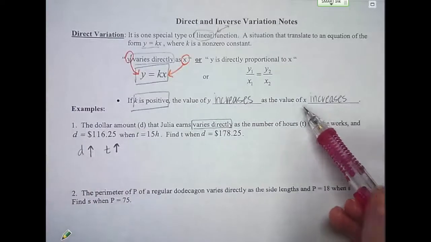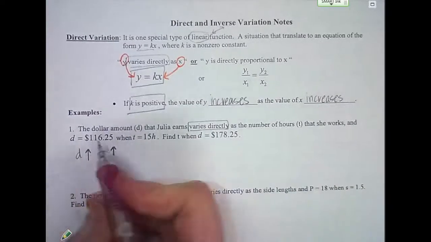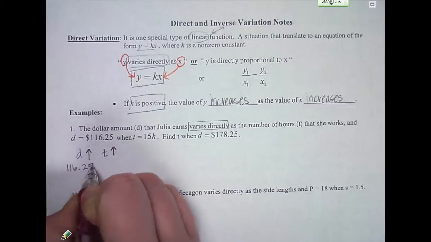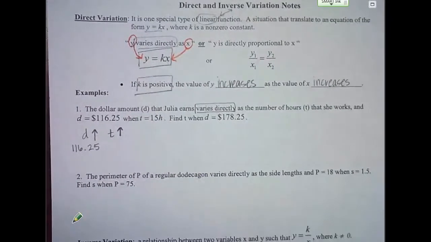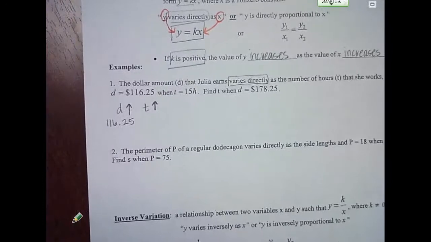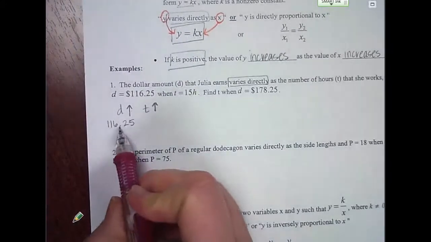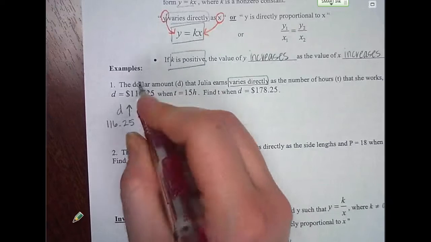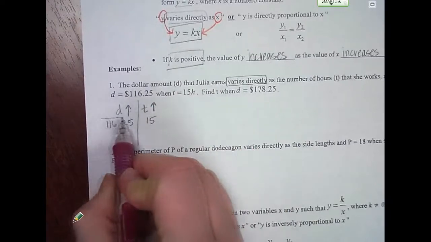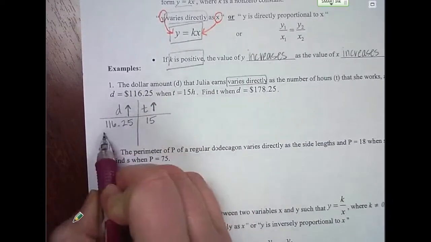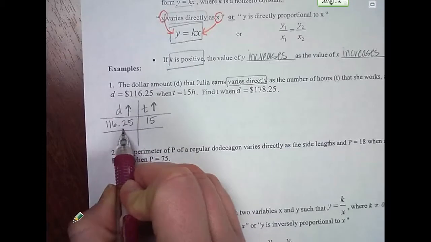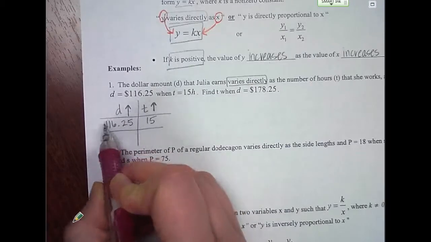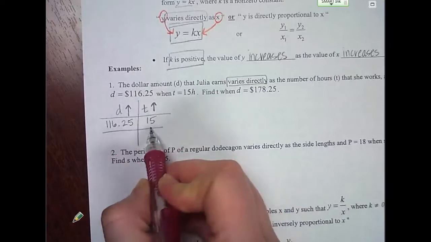So it says D equals 116.25. So under D, to make this easy, let's write $116.25. So when D is 116.25, T is 15 hours. It's almost like a little chart here. You have your dollar amount and your time. You have your given: she gets $116.25 when she works 15 hours.